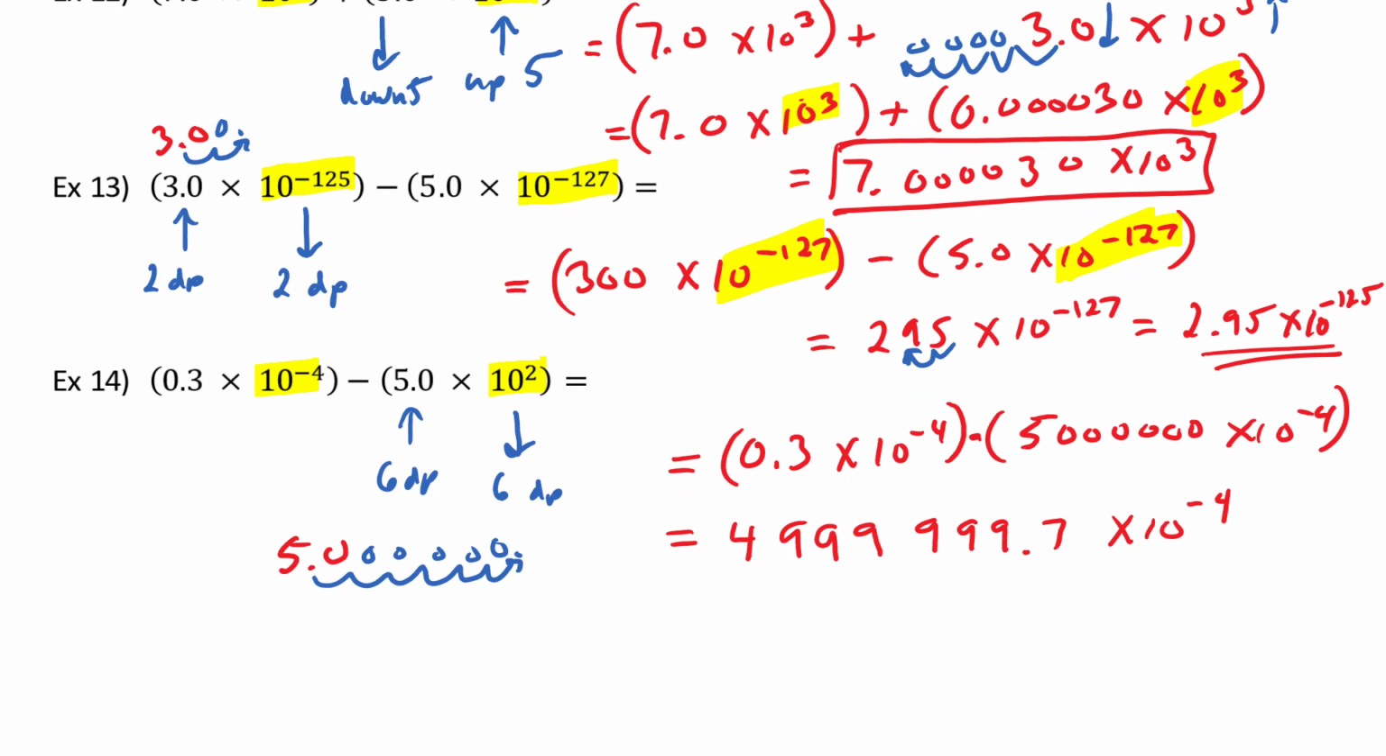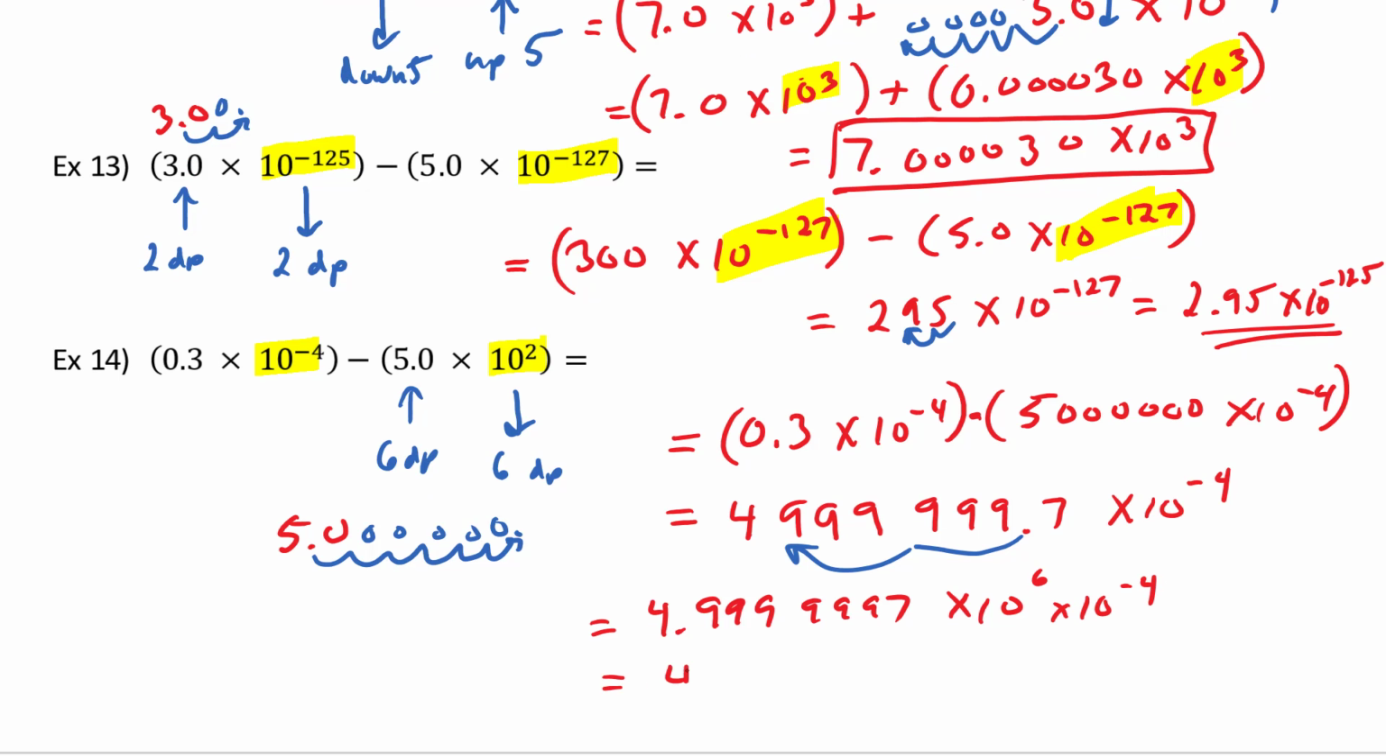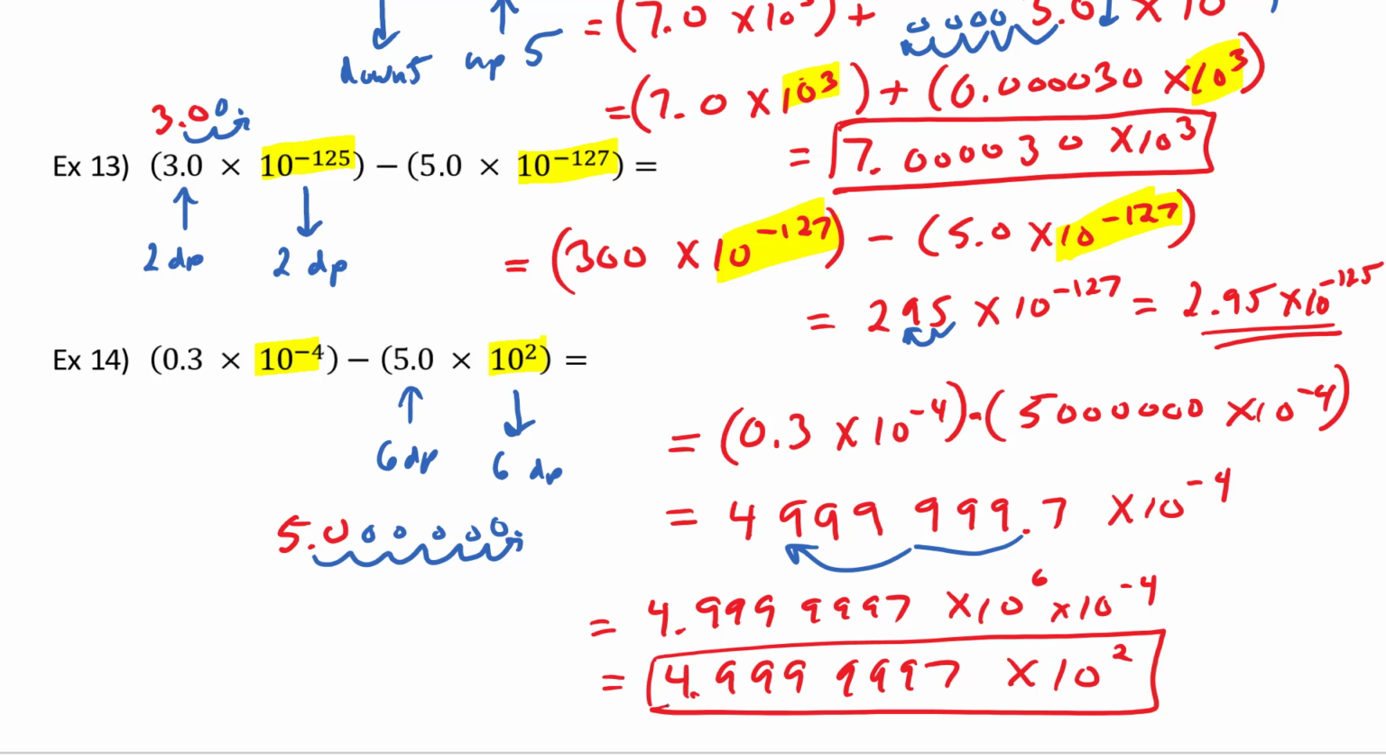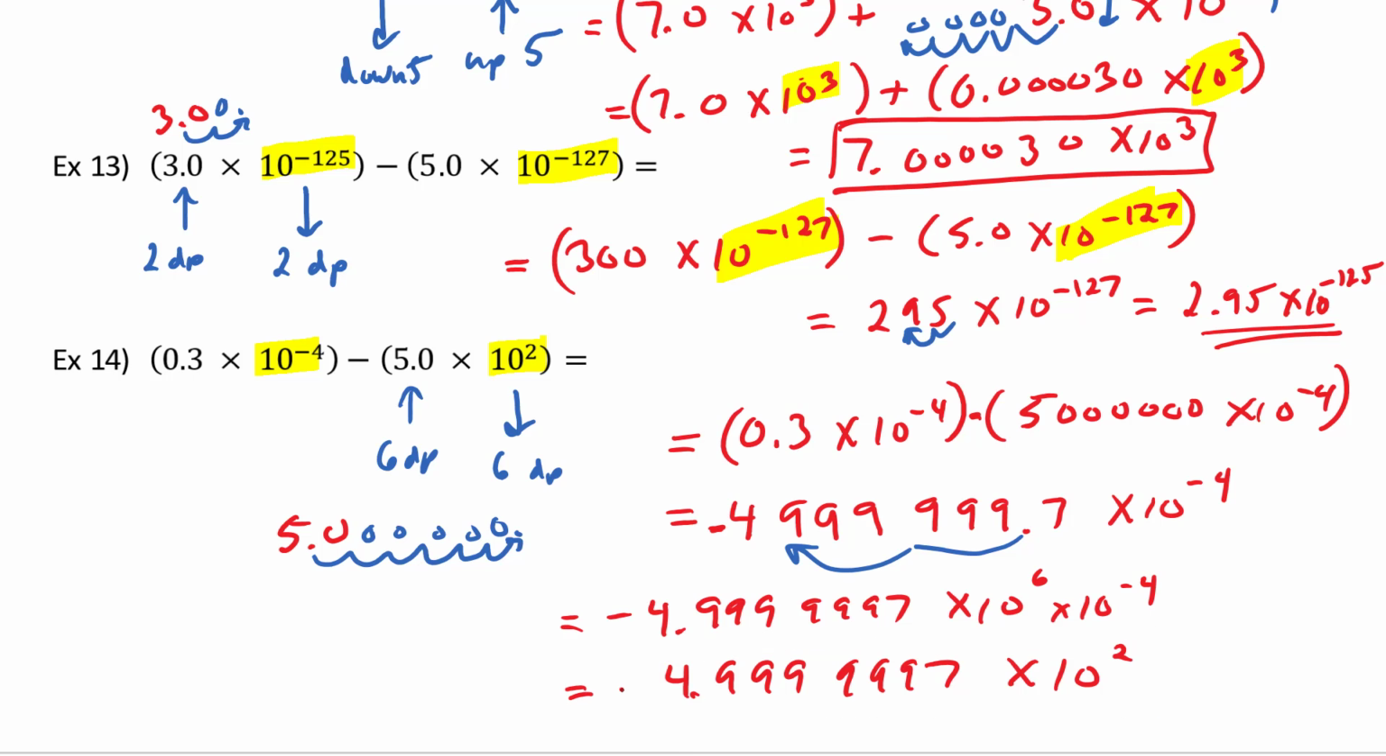Let's convert this back to proper scientific notation. 6 over. This becomes 4.9999997 times 10 to the 6 times 10 to the minus 4. And then lastly here, 4.9999997 times 10. 6 minus 4 is 2. Final answer. Oh, I forgot one. I forgot something here. What did I forget? Forgot the negative sign. Always double check your work. It is negative. There we go.